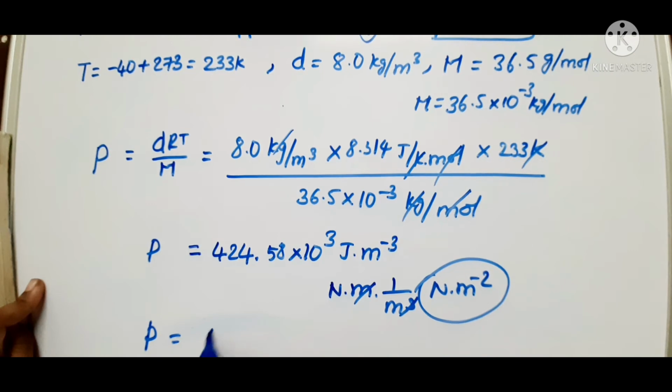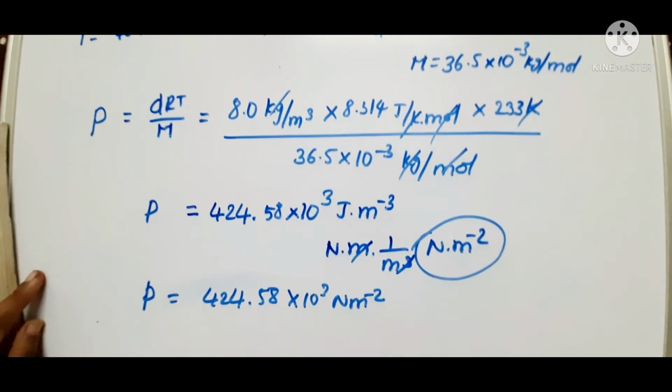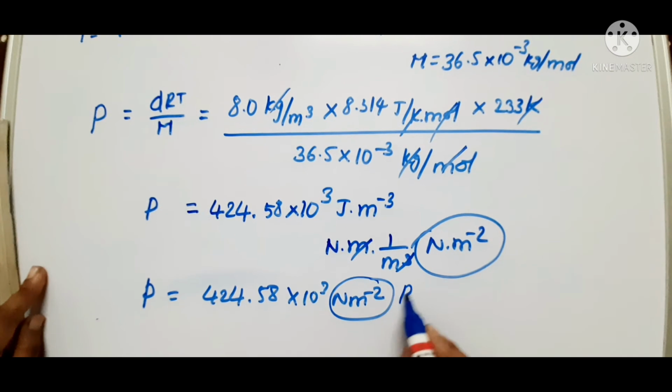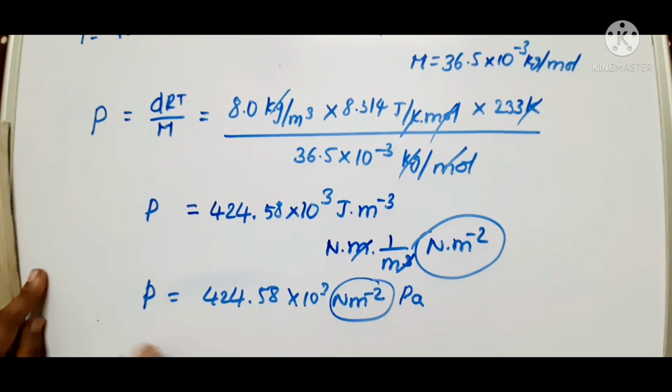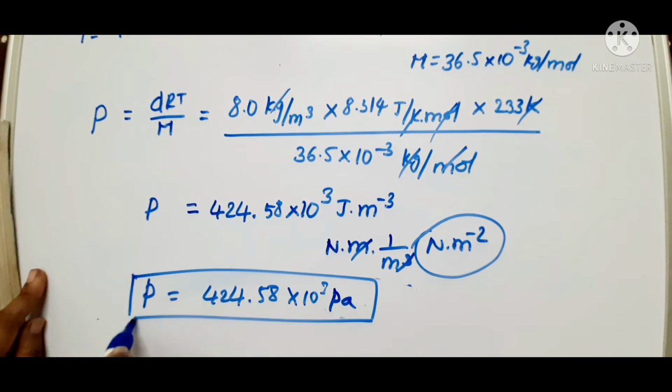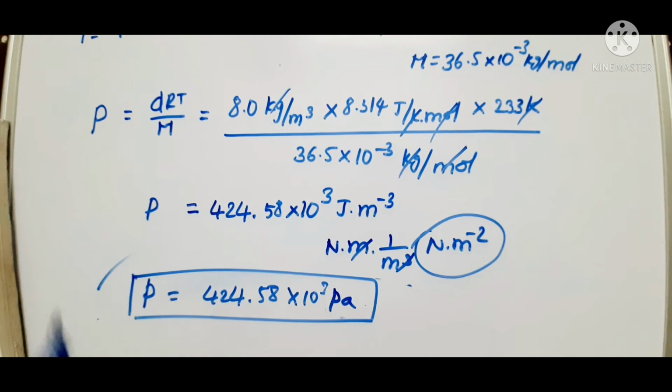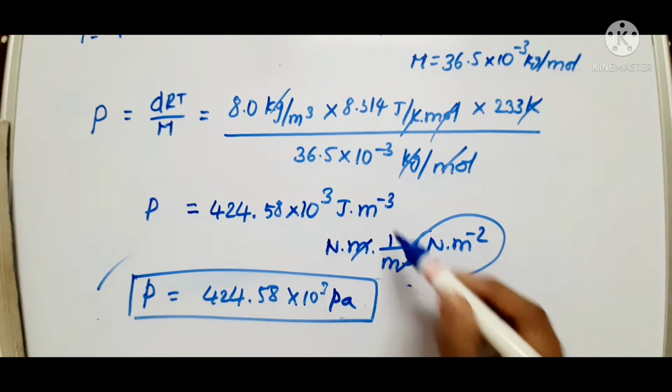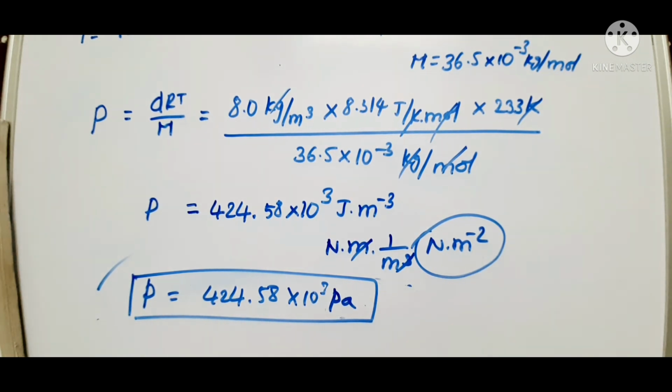So pressure equal to 424.58 into 10 power 3 Newton meter power minus 2, which is nothing but pascals. This is pascal. So the pressure equal to 424.58 into 10 power 3 pascals. This is the pressure you have to calculate. So observe this conversion of units here.